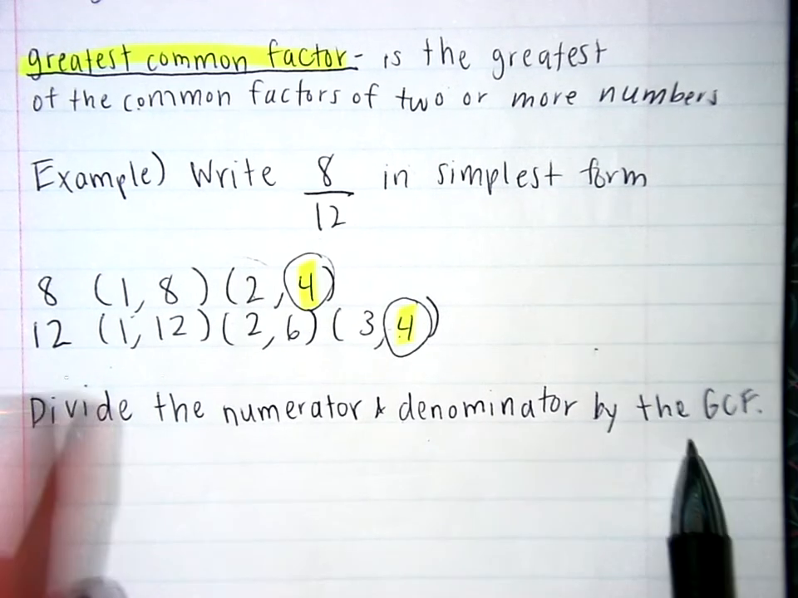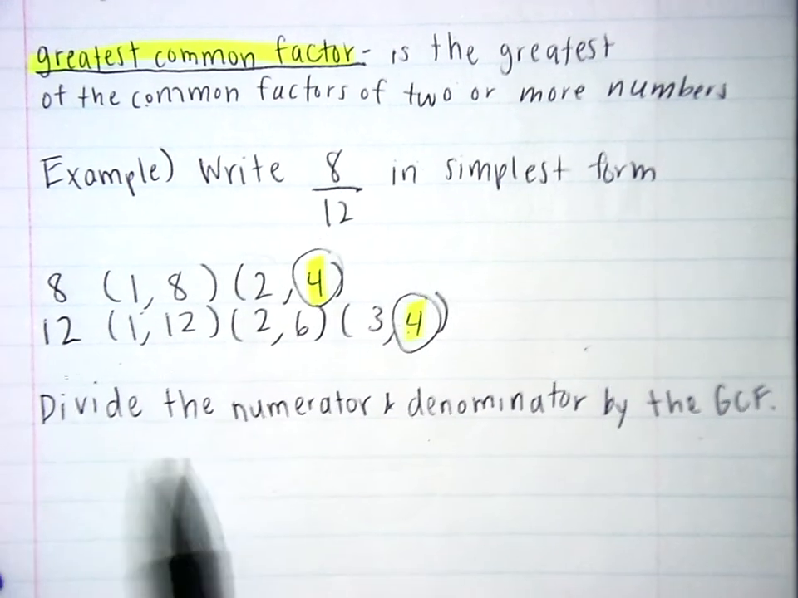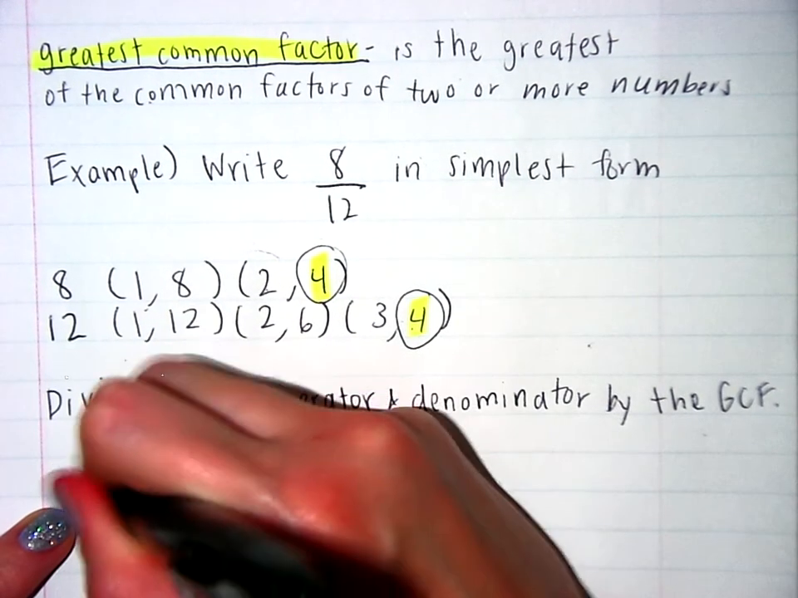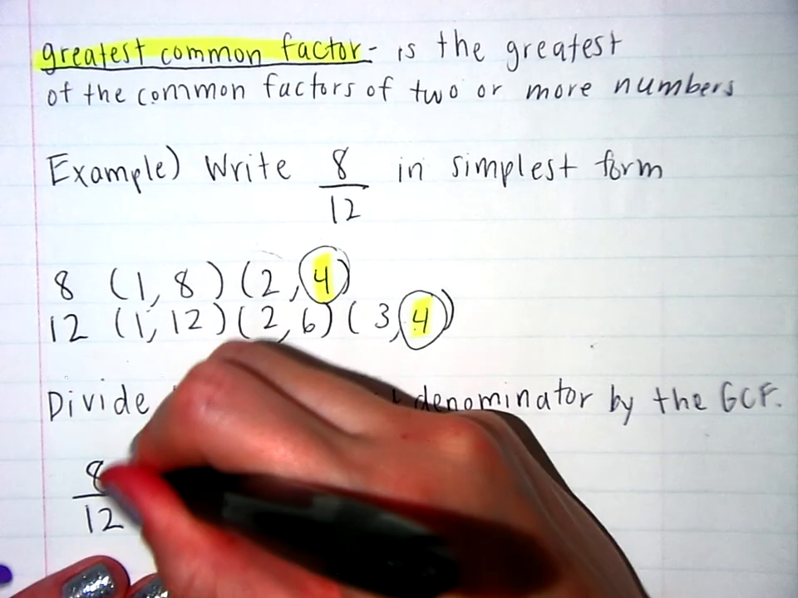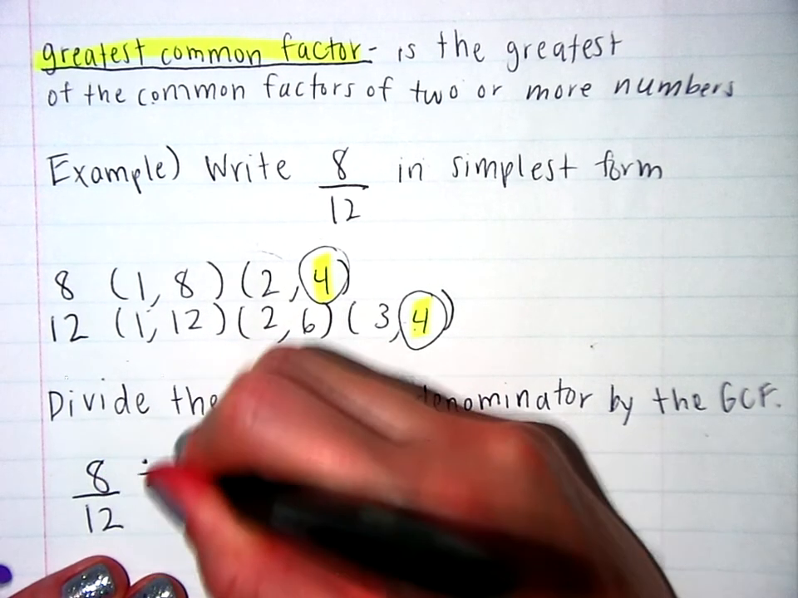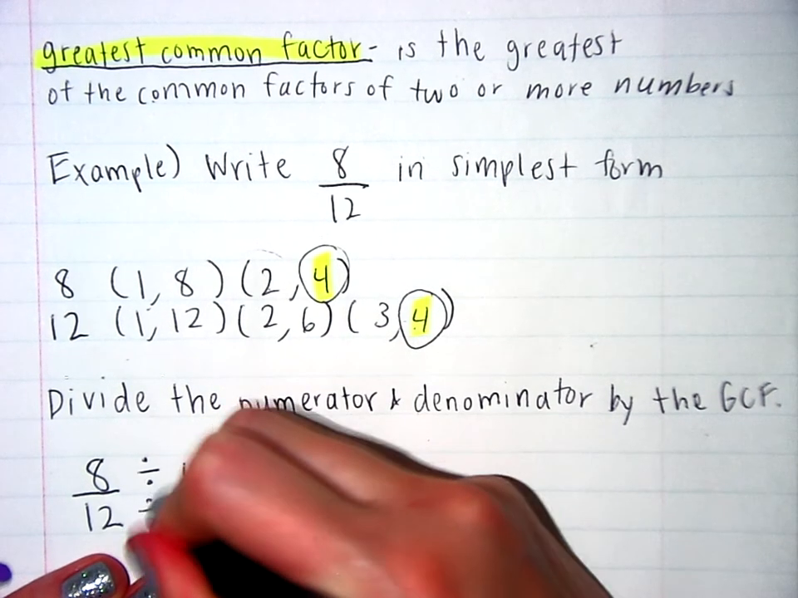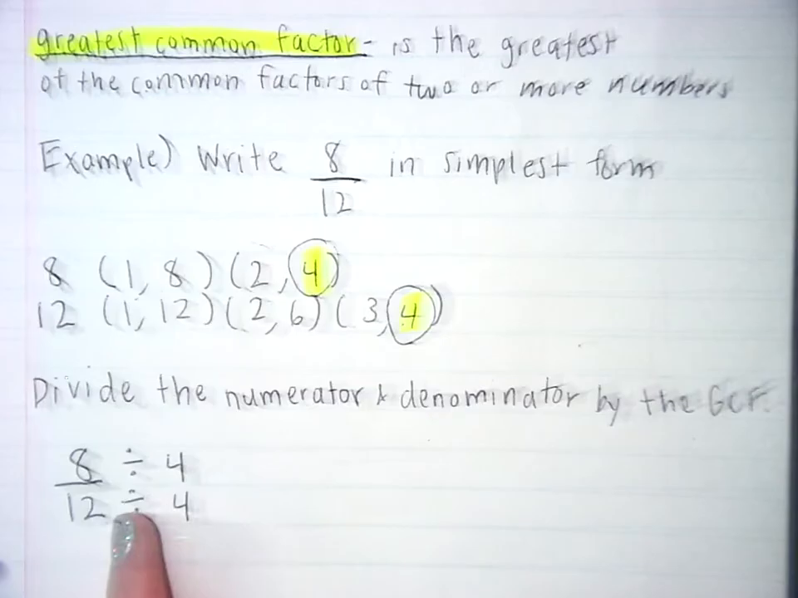In this problem, the greatest common factor that they share is 4. So I'm going to show you that doing that here. So I write my fraction again, 8 over 12. Then I'm going to divide the 8 by 4. And I'm also going to do the same for my denominator. So this is how we are getting the simplest form.